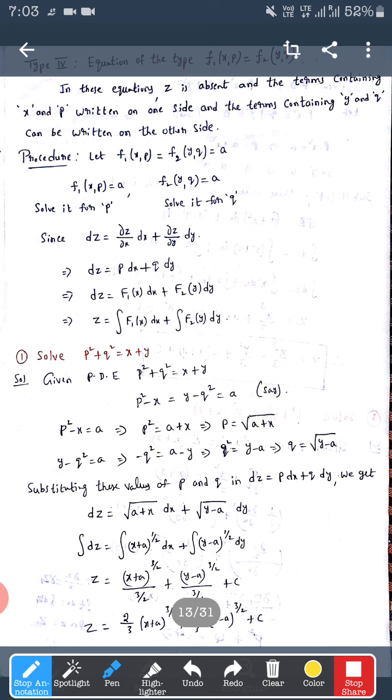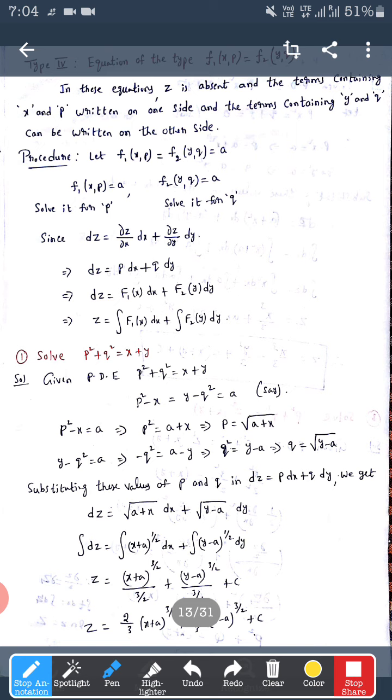Therefore q is equal to square root of y minus a. After substituting these two values, p is equal to square root of a plus x and q is equal to square root of y minus a, in dz, in this equation. Therefore dz is equal to square root of a plus x dx plus square root of y minus a dy. So here variables are separated. That means the terms related to x are on one side. Here only x terms are there, and here only y and constants are there. Therefore it is easy to integrate.